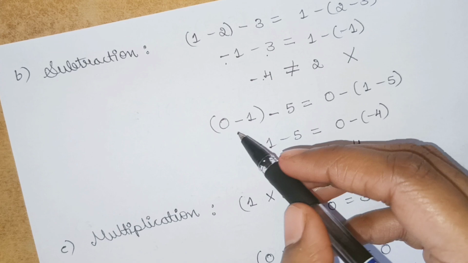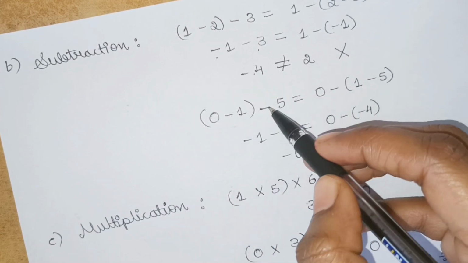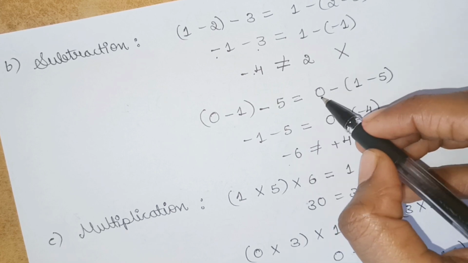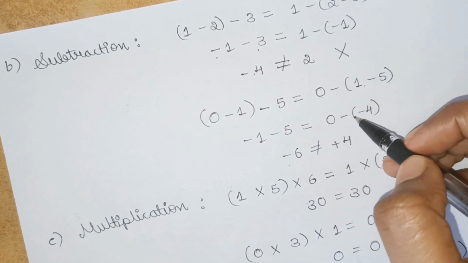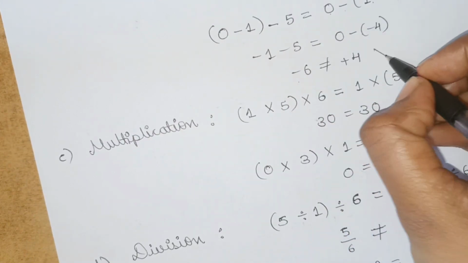The next example, 0, 1 and 5. Here 0 minus 1 is minus 1, minus 5. Minus 1 minus 5 is minus 6. In the RHS, 1 minus 5 is minus 4. Minus into minus is plus. 0 plus 4 is plus 4. So minus 6 is not equal to plus 4. So subtraction is not associative.